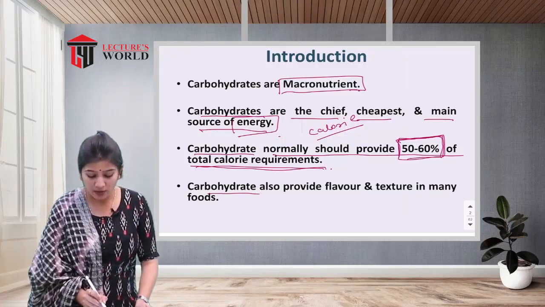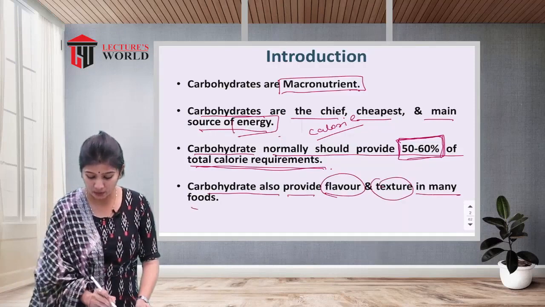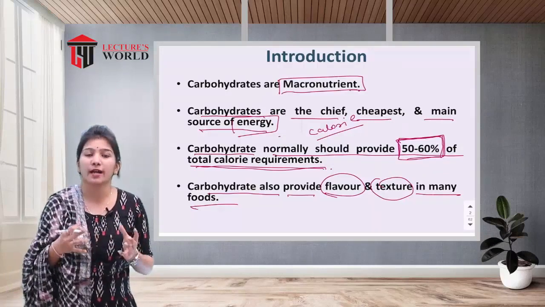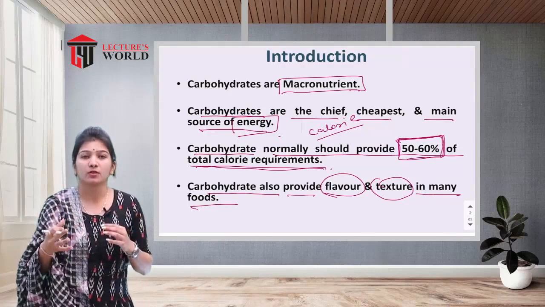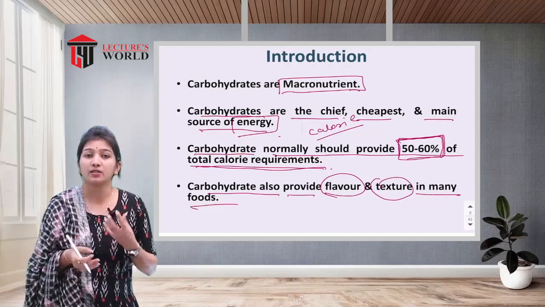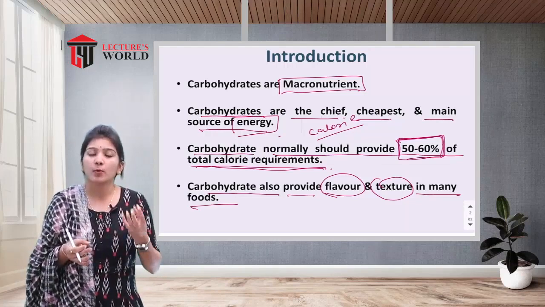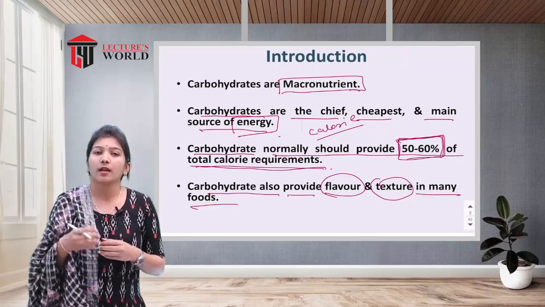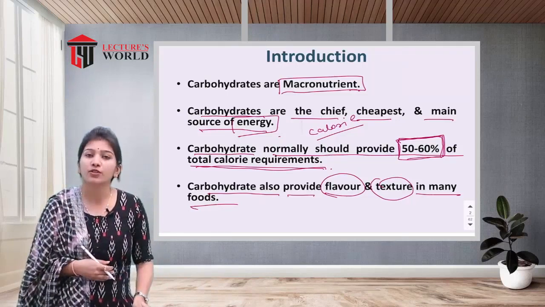Moreover, carbohydrates also provide flavor and texture in many foods. If you are eating carbohydrate, you will get texture and flavor in the food. For example, potatoes are a rich source of carbohydrate because they contain starch, and starch is one type of carbohydrate. Potatoes provide different kinds of textures in food, and moreover they add flavor to the food also. So this is about the introduction of carbohydrate.